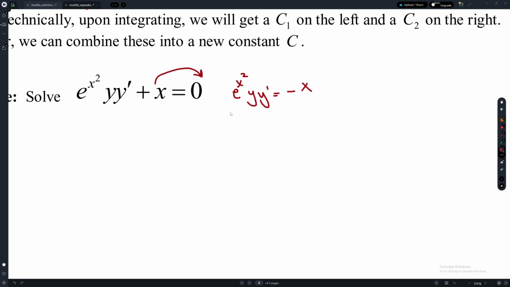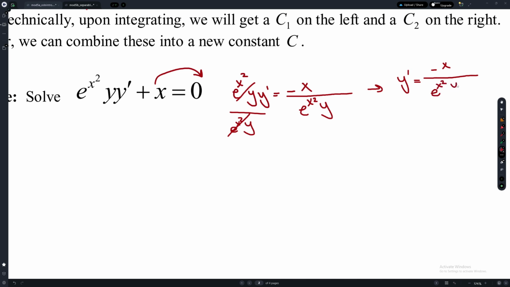So what I'll do is I'll divide by e to the x squared y. That cancels out these two, and this comes here, right? I know this looks like a mess, so I'm gonna rewrite it. This actually equals y prime equals negative x all over e to the x squared y.